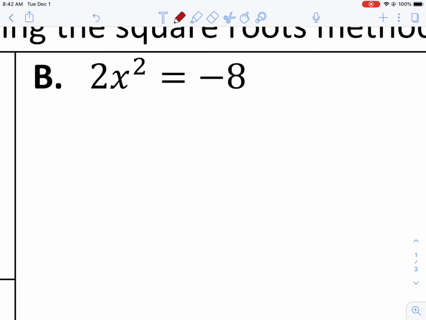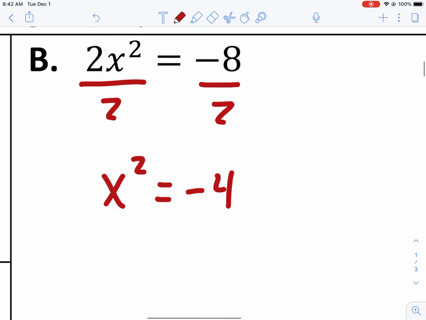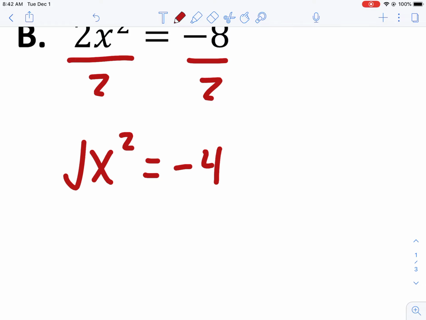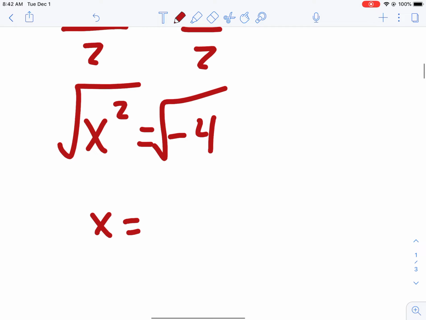We got 2x squared equals negative 8. So before you take the square root, you've got to get the x squared by itself. That's really important. So we need to divide by 2 to start. So that gives us x squared equals negative 4. All right, now we can take the square root of both sides. So we have x equals the square root of negative 4.